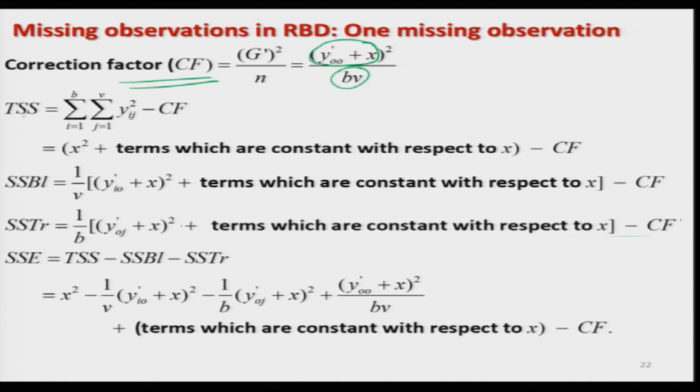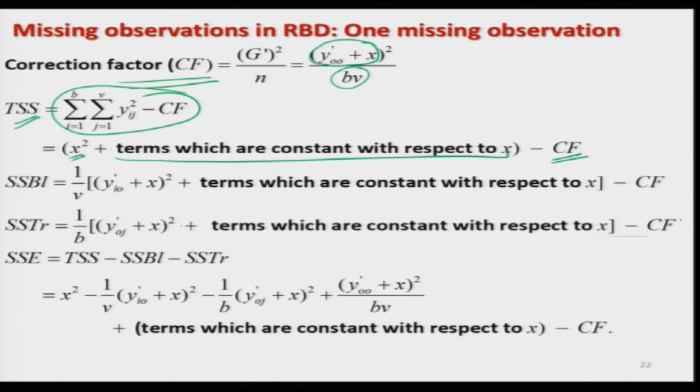Similarly, you had obtained the TSS earlier as the double summation of y_ij squared minus the correction factor. So, this will become x squared plus all the terms which are constant with respect to x, which are some numerical values, minus the correction factor. Here I am more concerned with dividing the terms into two parts: those which are a function of x and those which are not a function of x.